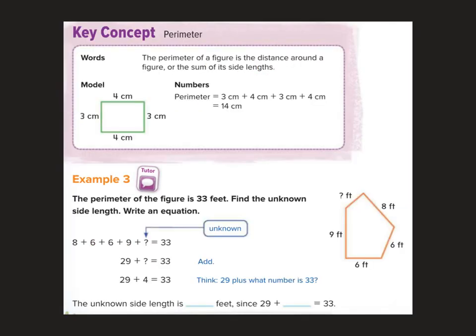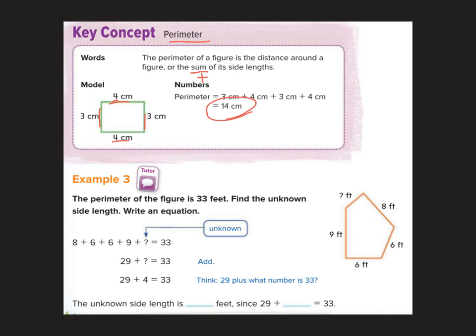All right, so our keyword for this lesson is perimeter. The perimeter of a figure is the distance around a figure or the sum of its side lengths. So sum just means adding. We have to add up all of the side lengths. Model it with numbers. So here, I'd be adding 3 plus 4 plus 3 plus 4 to get 14 centimeters.